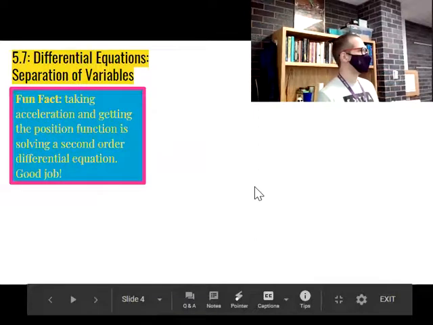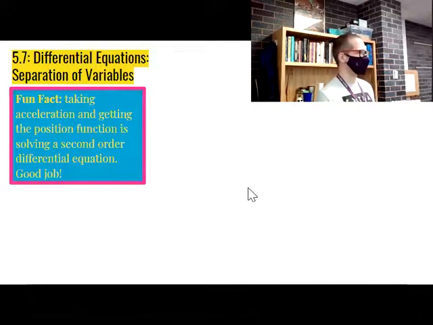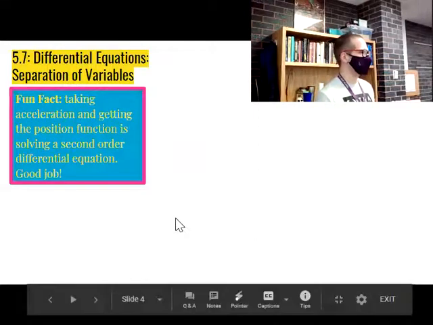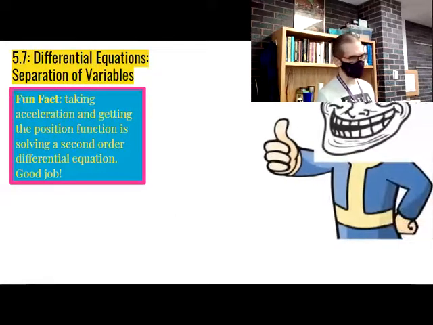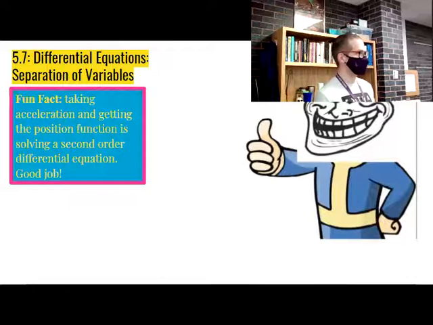So fun fact, taking an acceleration equation and getting the position function is solving a second order differential equation. By second order, I mean you're involving a second derivative, because acceleration is the second derivative of position. So if you were to solve that, you would end up doing two antiderivatives, technically, to get there.